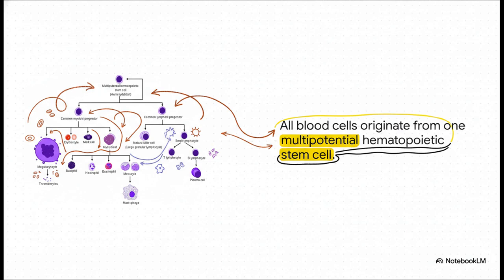And check this out. The entire massive hierarchy of blood production starts from just one truly remarkable cell, the multipotential hematopoietic stem cell. It's the ultimate ancestor. From that single starting point, things split into two major pathways. You've got the common myeloid progenitor, which is going to give us our red cells, platelets, and granulocytes. And then you have the common lymphoid progenitor, which is the source of our T cells, B cells, and natural killer cells. The key thing here is that every single mature cell has this perfect, traceable family tree.